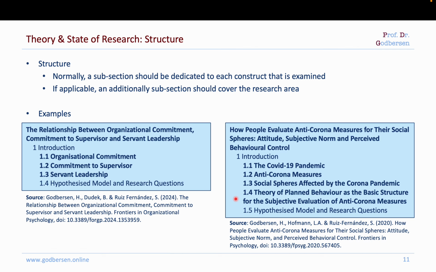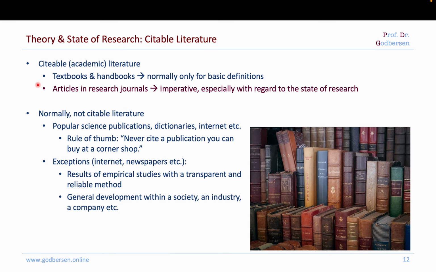As I said earlier, I do not only want to give you an idea of the content and the structure of the theory section, but also want to show you a way, which I believe is the best way, to search and use your literature, to do your literature research. First, what can you cite in such theory sections? It has to be proper academic literature. Of course, these are textbooks or handbooks, but there's a very big but.